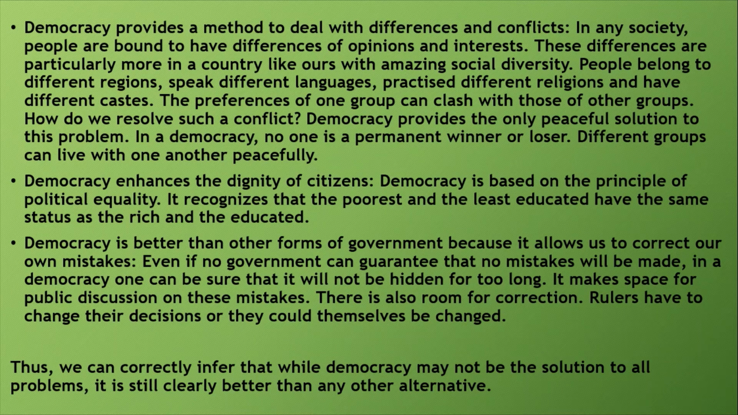Fifth, democracy is better than other forms of government because it allows us to correct our own mistakes. Even if no government can guarantee that no mistakes will be made, in a democracy one can be sure that it will not be hidden for too long. It makes space for public discussions on the mistake. There is also room for correction. Rulers have to change their decisions or they could themselves be changed. Thus, we can correctly infer that while democracy may not be the solution to all problems, it is still clearly better than any other alternative.